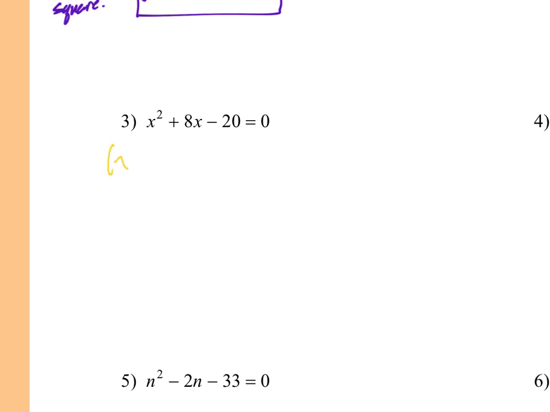So I'm going to rewrite it as x squared plus 8x plus some number that I need to find, and then minus 20. So I'm going to look at this 8 right here to find my number. So C is going to equal 8 divided by 2 squared. 8 divided by 2 is 4, and 4 squared is 16. And then I'm going to subtract 16.